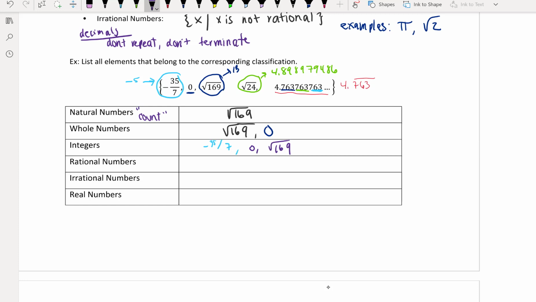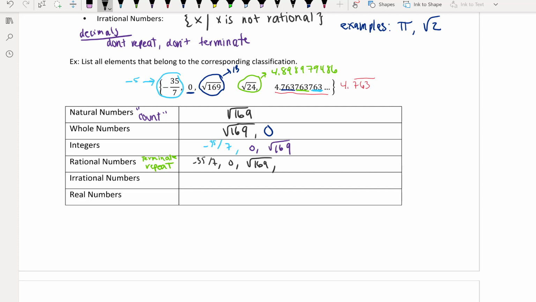Now, I'm going to go down to my rational numbers. So remember, my rational numbers are going to be defined as my decimals that terminate, or they repeat. Okay, so let's go at this again. So -5, yep, you can think of it as -5.0, so I definitely have -35/7 as a rational number. 0 is a rational number. The square root of 169 simplifies to 13, so that's a rational number.